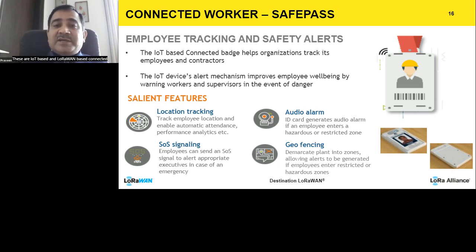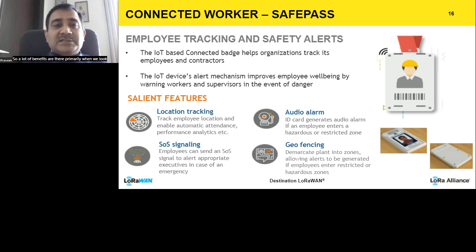These are IoT-based and LoRaWAN-based connected badges as well as watches, which help organizations track their employees as well as contractual manpower. These devices also have an alert mechanism which helps improve employees' well-being by warning the workers and supervisors in the event of any danger, or if they are entering areas which are hazardous in nature. So a lot of benefits are there.